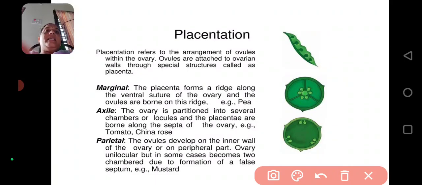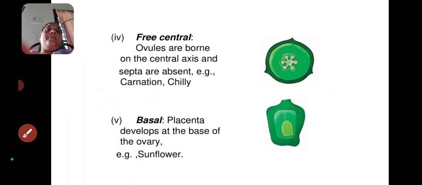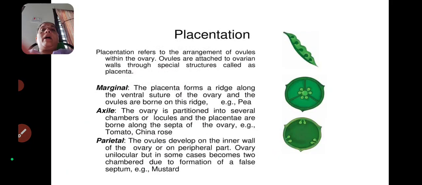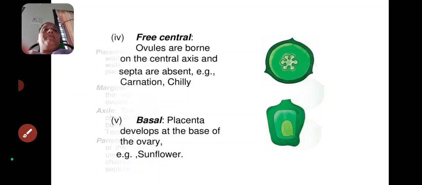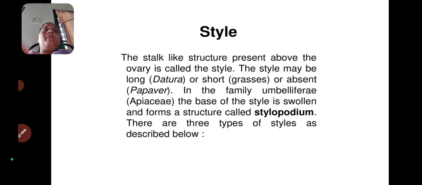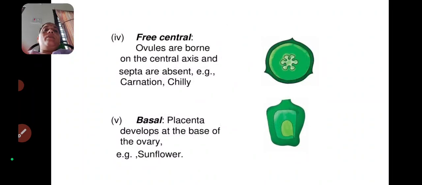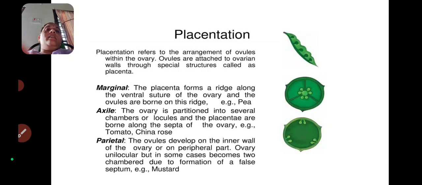There are different types of placentation: marginal placentation, axial placentation, parietal placentation, free central placentation, and basal placentation.